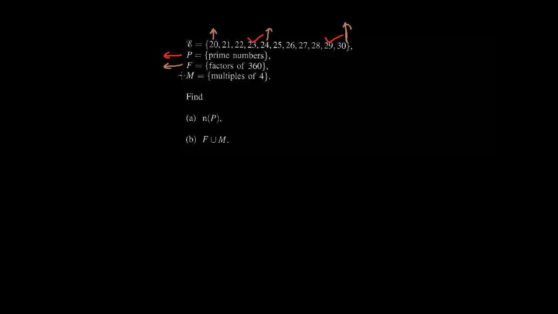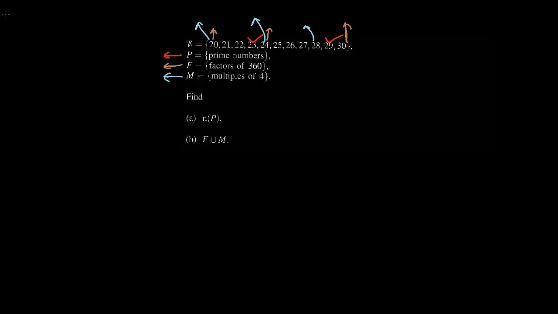Multiples of 4 means numbers that can be divided by 4. So we have 20, we can divide it by 4. We have 24, we can divide it by 4. We have 28, we can divide it by 4. That's it. So now let's start. First of all, P.